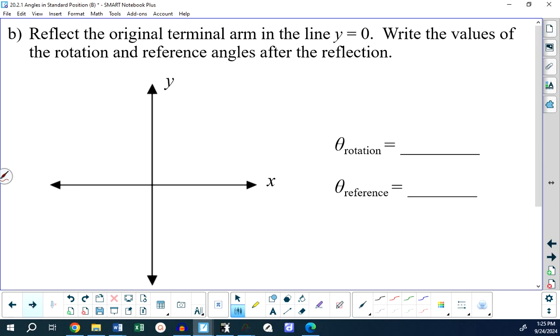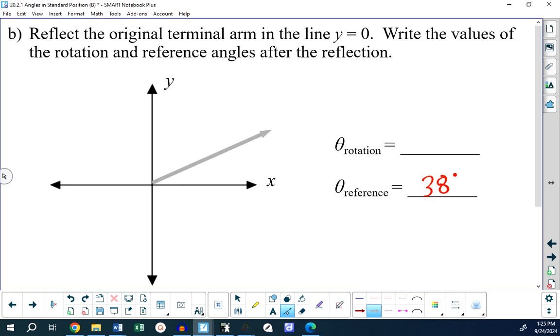Reflect this original terminal arm in the line y equals 0. Well, we know, everybody, this is going to be the point. We know the reference angle is going to be 38 degrees. The question is, which quadrant will it be in if I reflect the terminal arm? I don't want you to draw it again. If I reflect the terminal arm, which is here, don't draw that, in the line y equals 0.